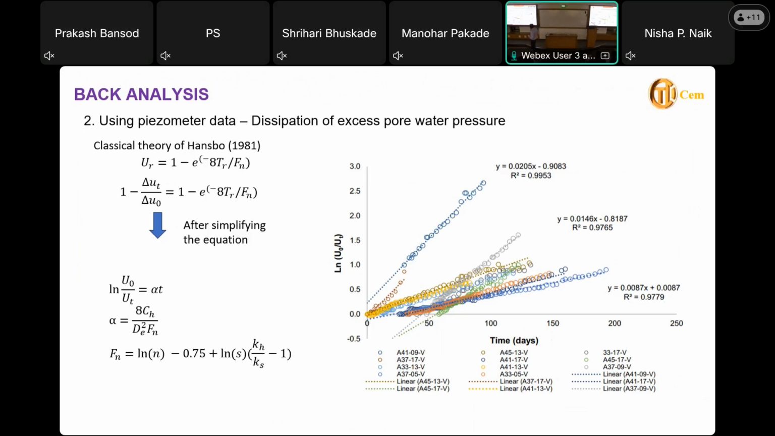So it's a linear curve, right? So what we did, on the y-axis we plotted this log u0 by ut, and on the x-axis t. Whatever the slope we get, that is alpha, which is a function of ch. The other parameters are fixed. From the drain diameter and drain spacing, we can get d. Fn is basically from the drain ratio and smear ratio. So this is also fixed for the entire project, because the spacing is fixed. So it is basically a function of ch. With the help of it, we have calculated the horizontal consolidation coefficient ch.